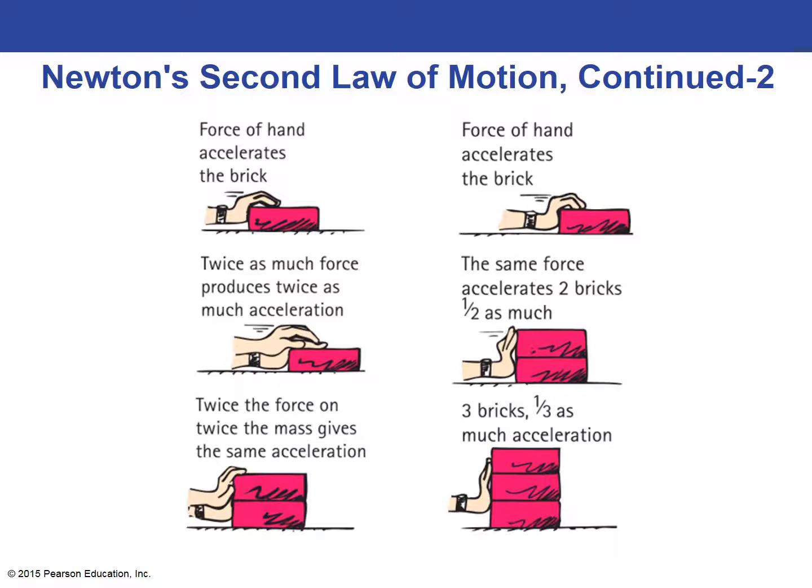Now, the final case here on the lower right is where I have tripled the number of blocks. So now I've got 3 kilograms, and I'm still applying the same 10 newtons of force to that 3 kilogram mass object. So now my acceleration is 10 divided by 3, which is 3.33 meters per second per second. And so that's how we learn to use Newton's second law applied to acceleration of bricks.